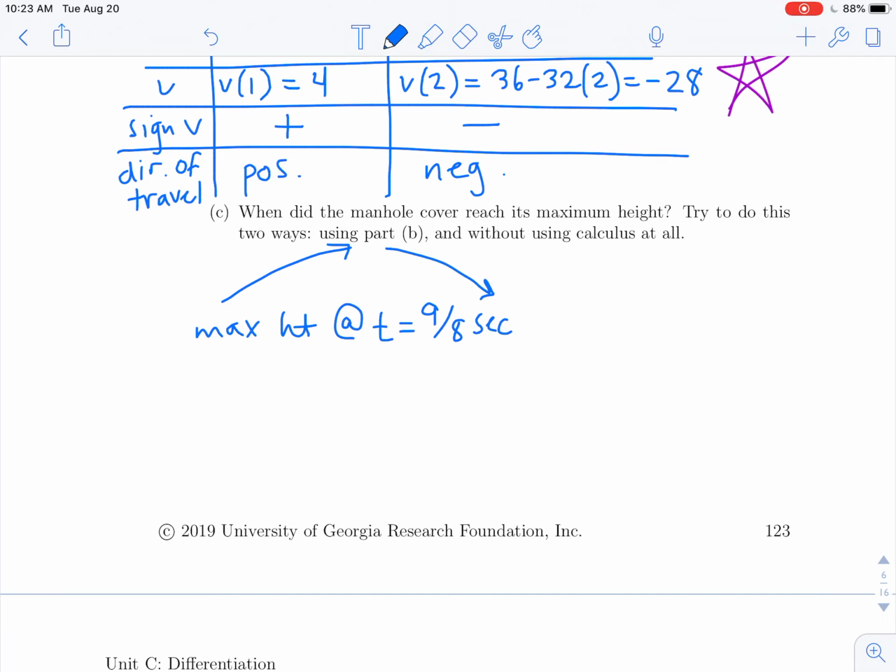So the max height is, oh, we don't care what the max height is. Never mind. The question asks when. So the maximum height has to be at t equals 9/8 of a second from Part B. Or using pre-calculus, it's going to happen at the vertex of the parabola.